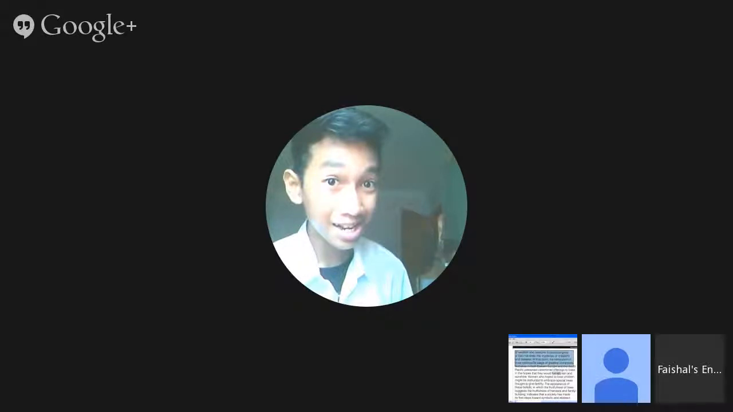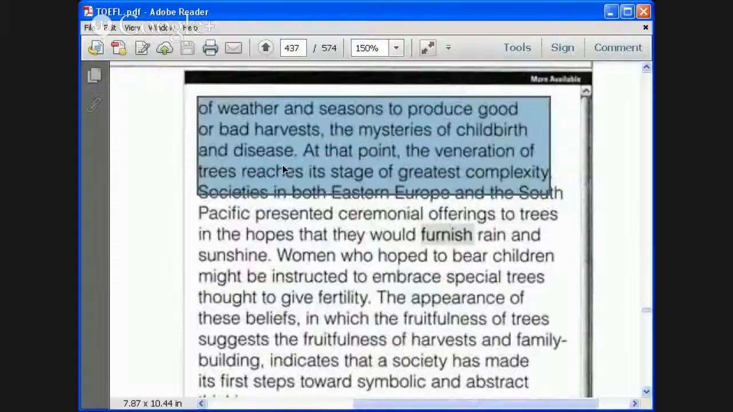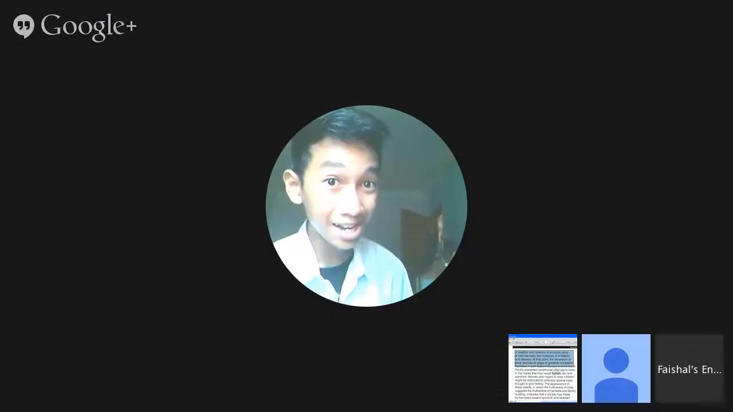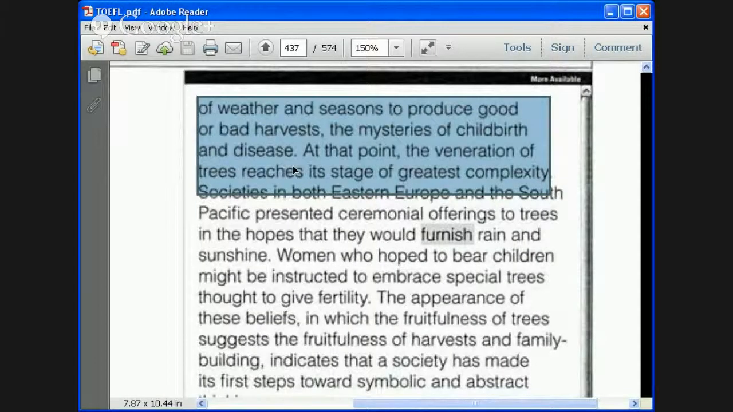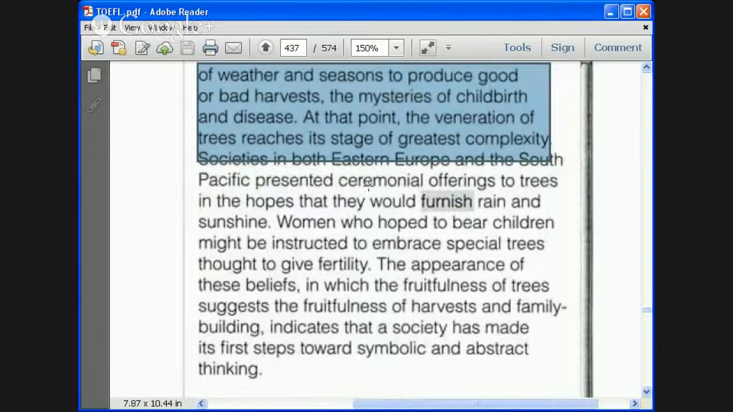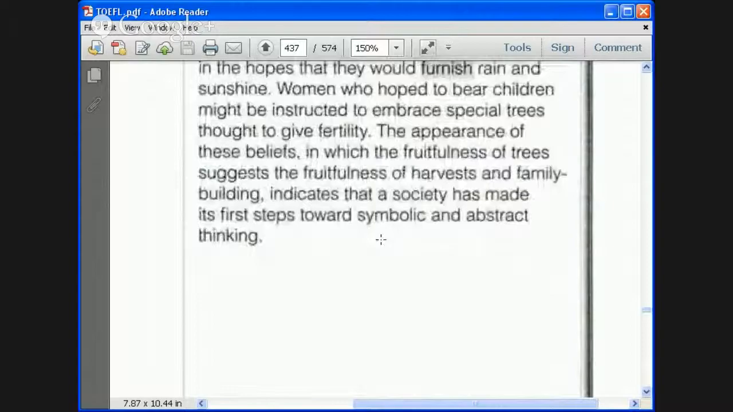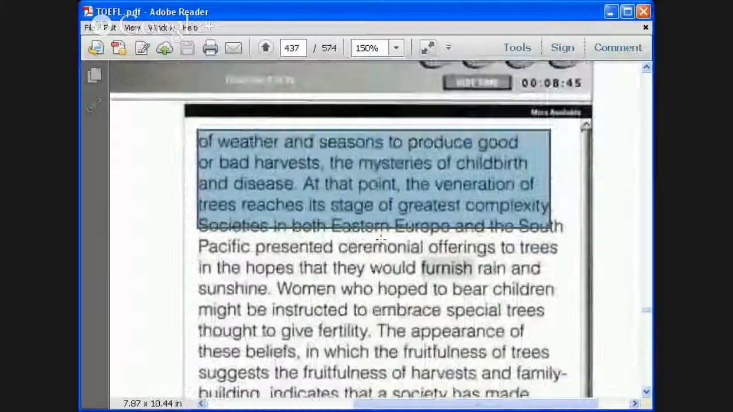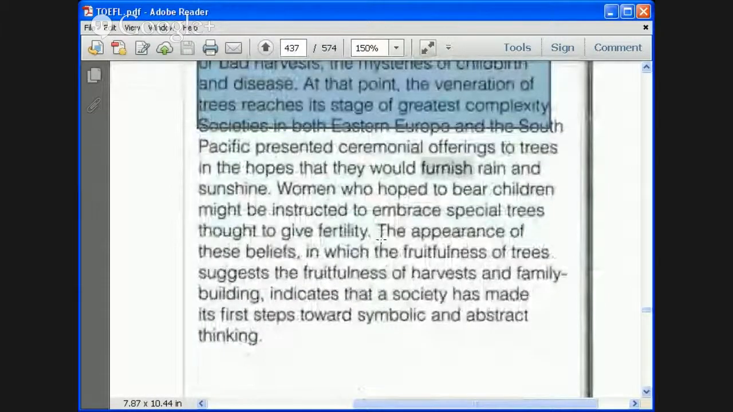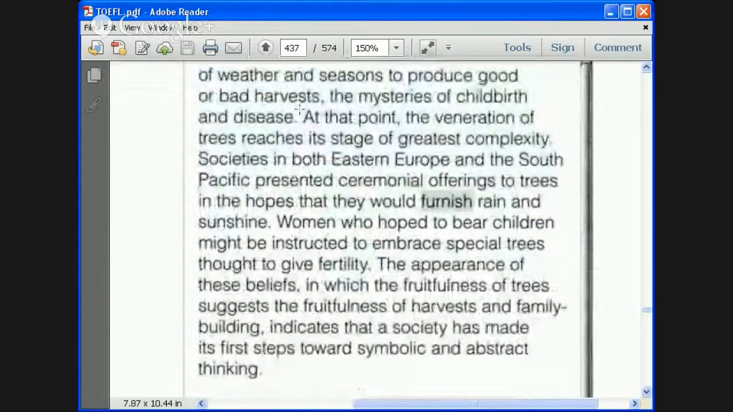mysteries, childbirth, disease. Okay, so the tree spirits that can now jump around a lot are used to symbolize other things, natural phenomena, weather, seasons, childbirth, etc. Ooh, is that the last paragraph? It is. Okay, I might want to read the last paragraph in its entirety.